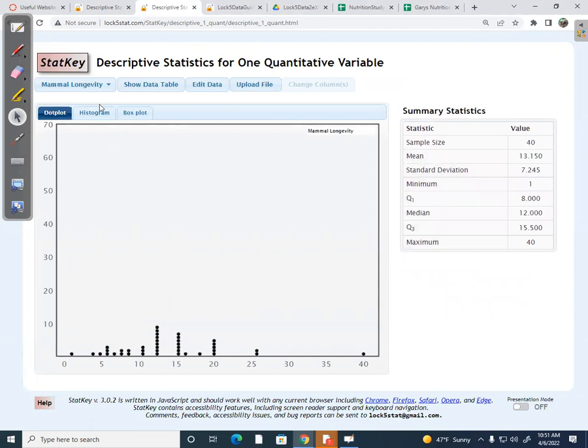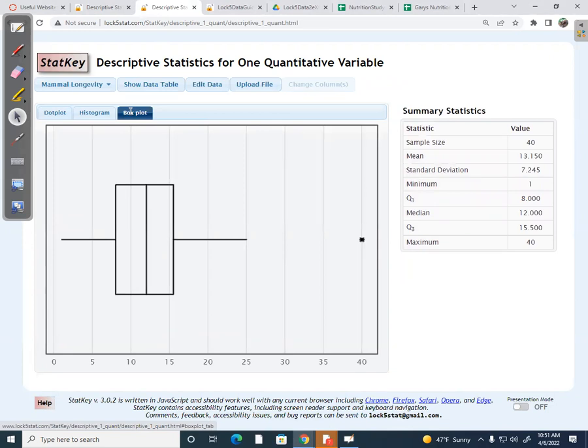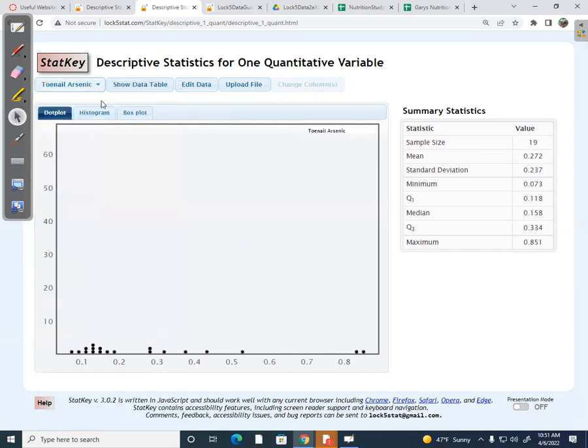And I'm just going to look at some of their other data sets and box plots. So this one right here looks kind of like the one we just did, except there's only one outlier. Okay, let's pick a different data set. How about toenail arsenic? What the heck is toenail arsenic? Okay, I don't know, but let's look at it. Box plot.